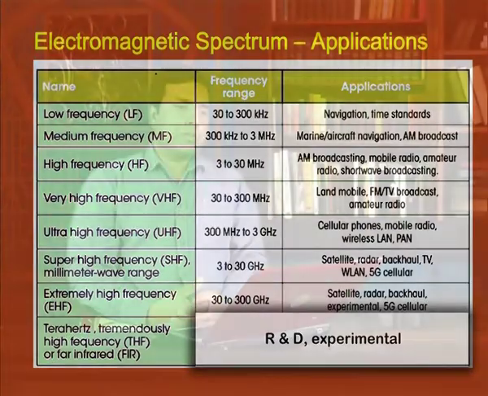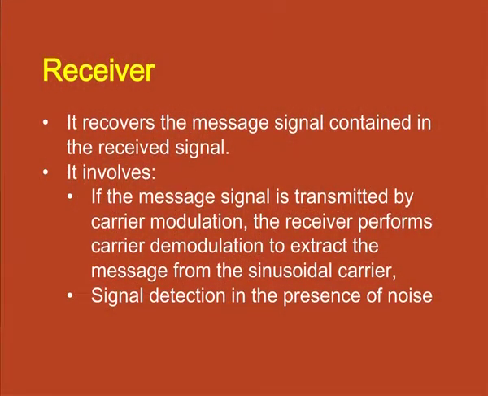purpose. Coming to the next block, which is the receiver. The receiver receives a signal from the channel which has been contaminated by different kinds of impairments like noise, channel distortions and interference. The receiver's job is to recover the message signal from the received signal.